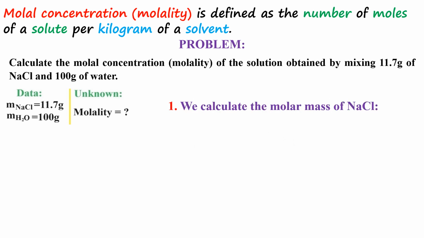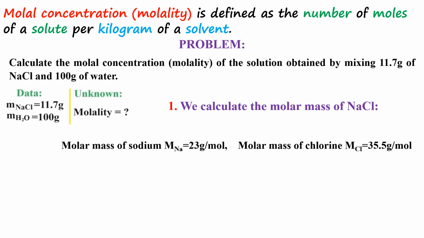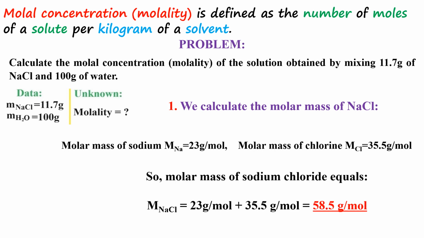To convert the weight of the given compound into moles, we need to know the molar mass of this compound. So we start by calculating the molar mass of sodium chloride. I have already discussed how to calculate molar mass of compounds in the previous videos. In our case, we read the atomic masses of sodium and chlorine from the periodic table and write these values as molar masses of these elements. Then we calculate the molar mass of sodium chloride. The molar mass of sodium chloride equals 58.5 grams per mole. Now we know that each mole of sodium chloride weighs 58.5 grams.